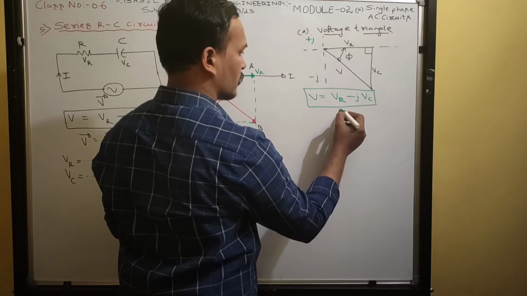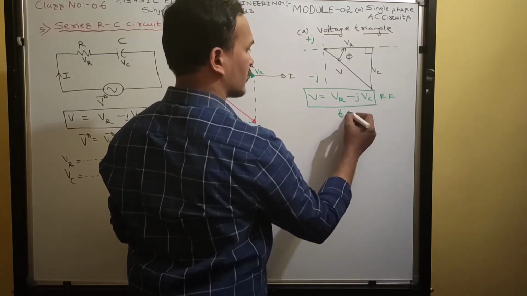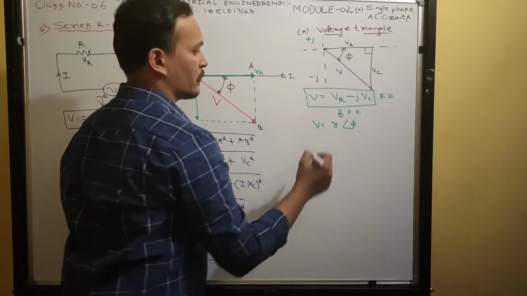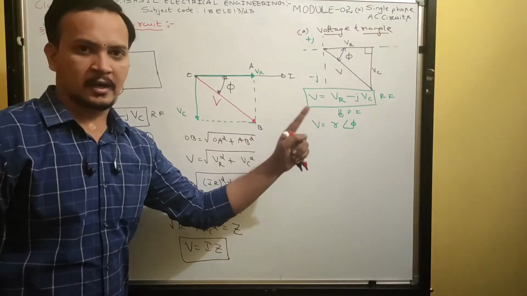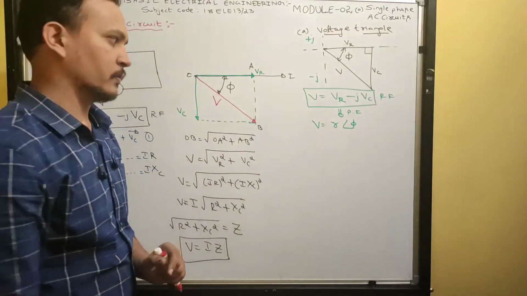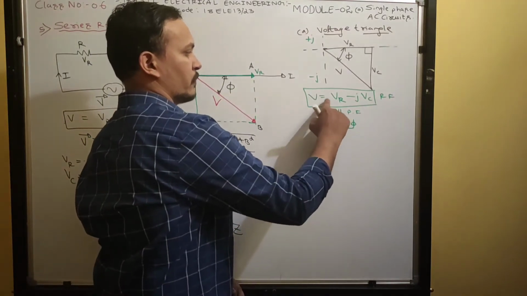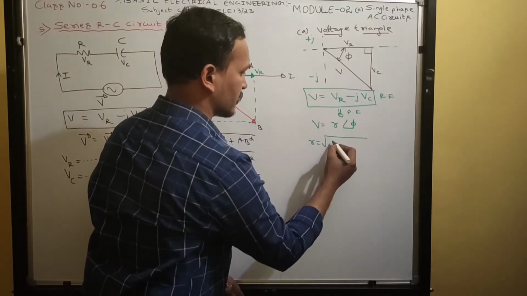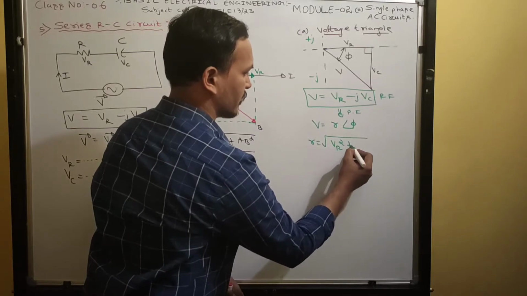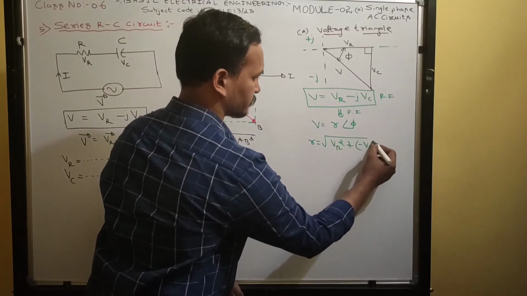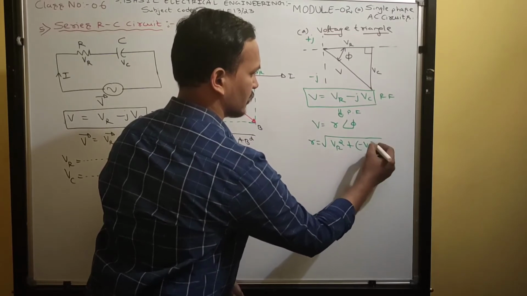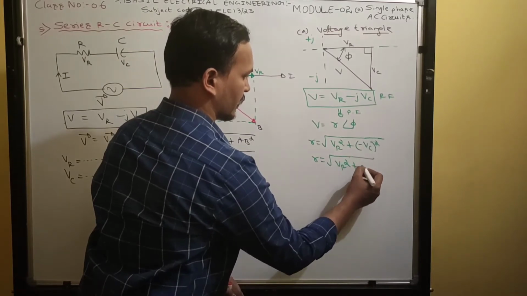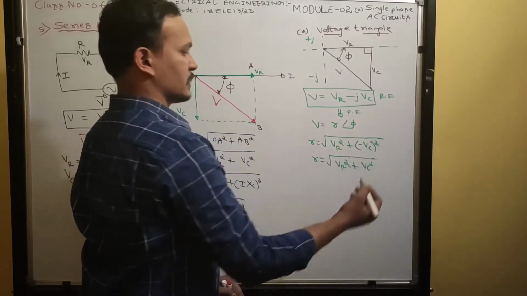Now this is in rectangular form, convert into polar form. If I convert into polar form, you will get like this. This is a default polar form representation, R at an angle of pi. What is R? Magnitude. I am finding polar form for voltage. So R can be calculated as square root of real square plus imaginary square. Real square is VR square. What is imaginary square? Minus VC square. Therefore this becomes VR square plus VC square only.